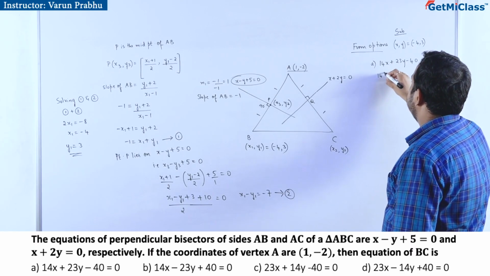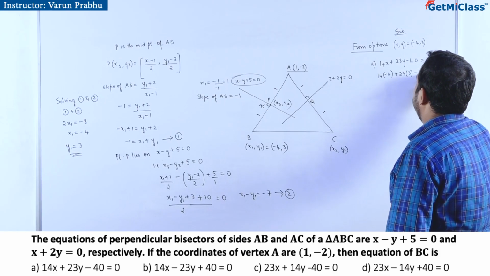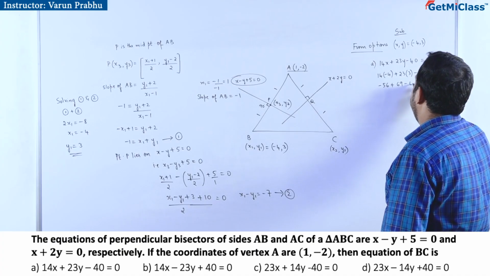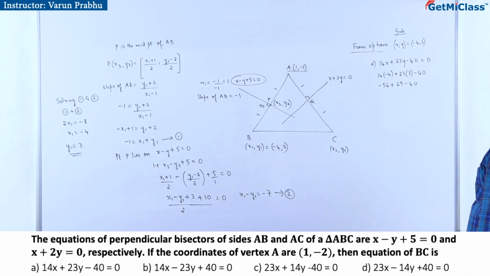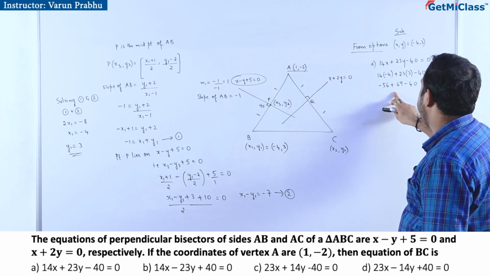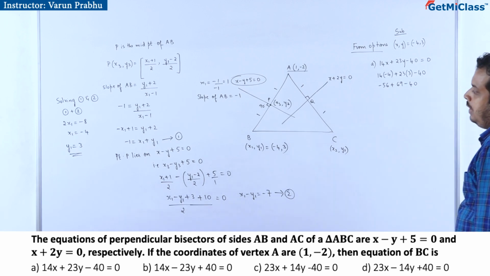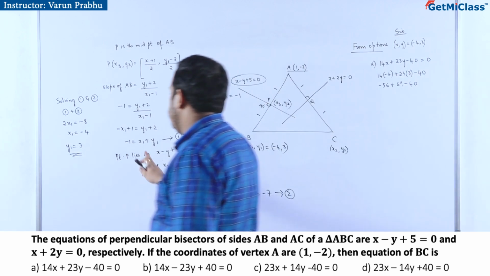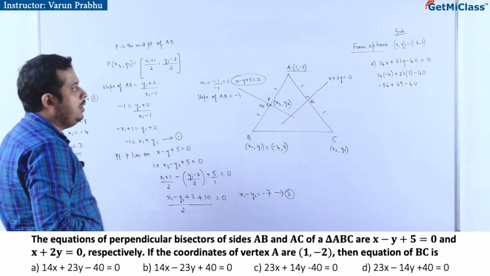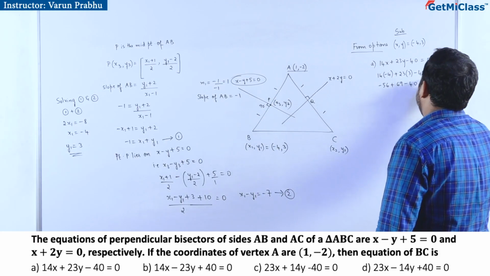So 14 into -4 plus 23 into 3 minus 40. 14 into -4 is -56, plus 69, minus 40. Is it satisfying this equation? Here x1 is -4, and y1 is 3, so (-4, 3). It is not satisfying, so this is not equal to 0.